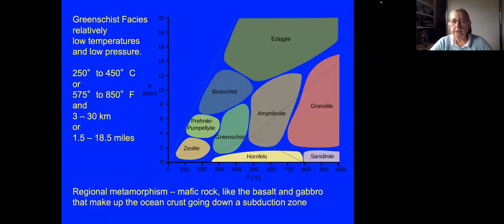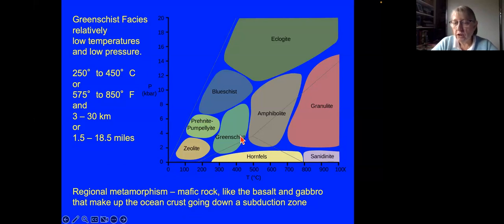Now, how you get this stuff is basically it's what's called a green schist facies rock. So schist is a type of metamorphic rock. And on this diagram, this is temperature and pressure at which rock metamorphoses. And so the green schist, which is where the actinolite fits in, and I'm going to stay in English units, about 575 to 850 degrees Fahrenheit, and you're at very, very shallow depths, 1.5 to 18.5 miles. The type of metamorphism is called regional, so metamorphism that happens over a very large area.